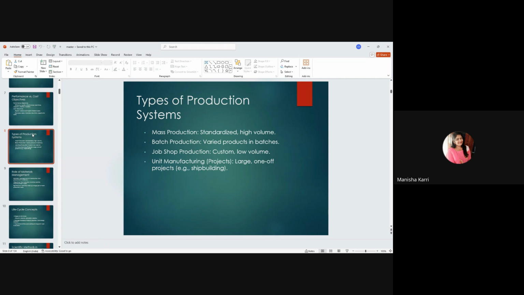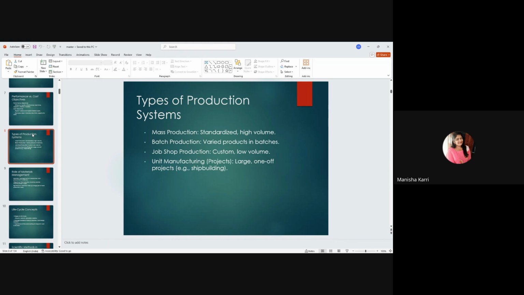And the pros and cons of mass production: it's a very low cost per unit and very high efficiency. But the disadvantage is little flexibility and high initial setup cost. Next one is batch production. So what does batch production mean?